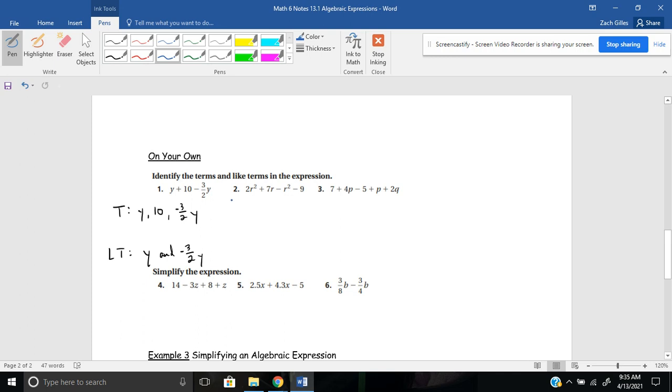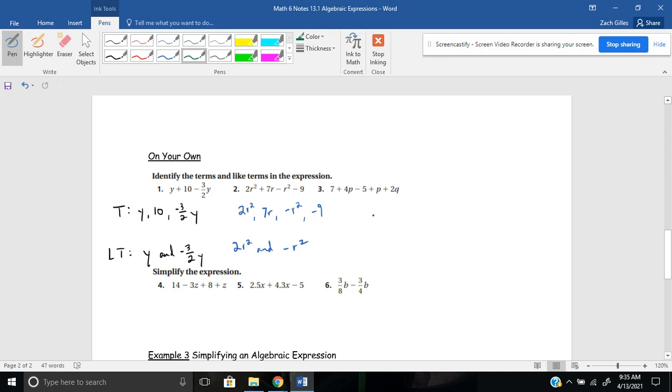Okay, our terms for number 2, we have 2r squared, we have 7r, we have -r squared, and we have -9. And for our like terms, we have 2r squared and -r squared, and that's it. Notice this one has an r, this one does not, so these two are not like the 7r and this -9. This -9 is a constant, and that's not like this.